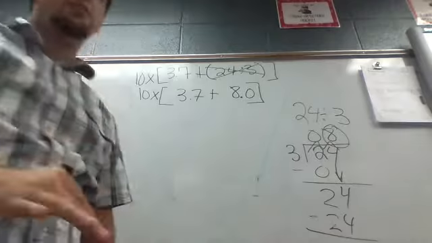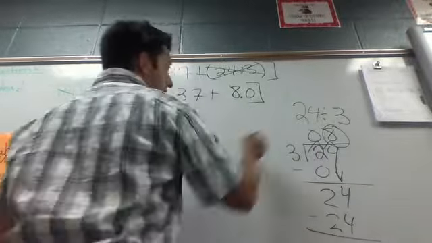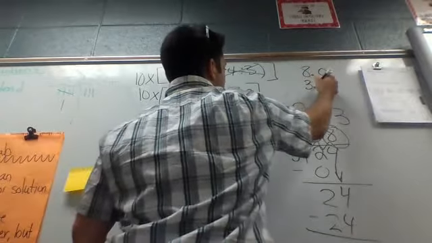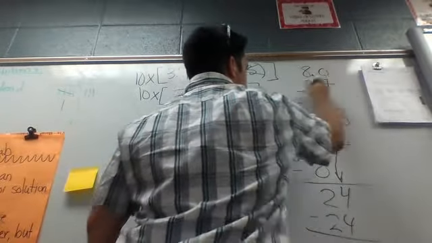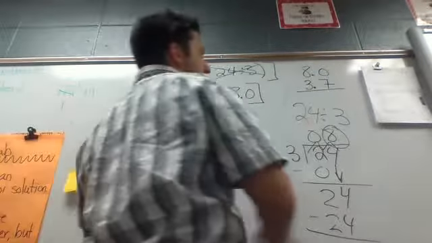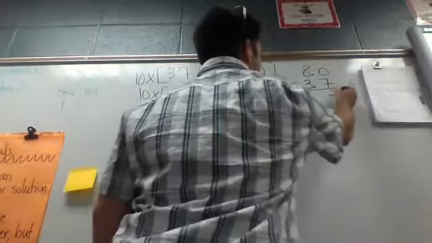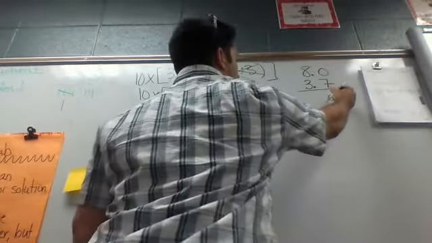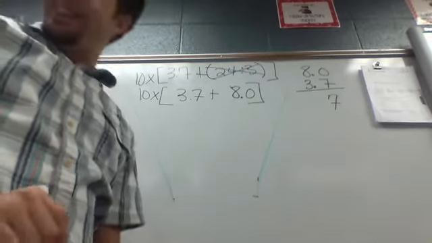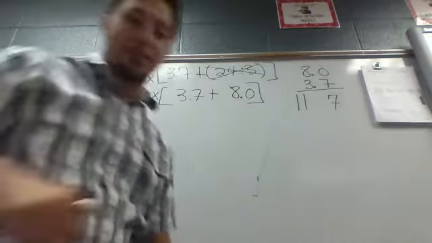Now, when adding or subtracting decimals, I need to make sure that I line up my decimals. So I'm going to do that math over here. Okay, line up my decimals. All right. Now, what is 0 plus 7? 7. Okay. What is 8 plus 3? 11. All right. Now, when adding or subtracting decimals, what do I do?